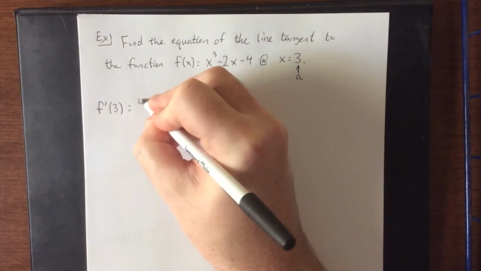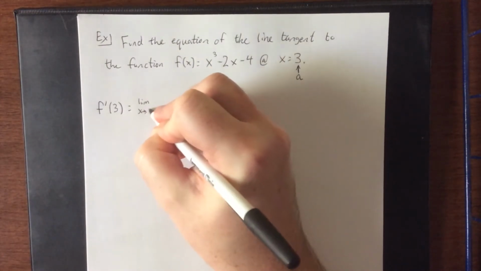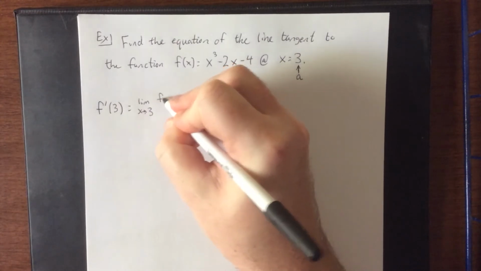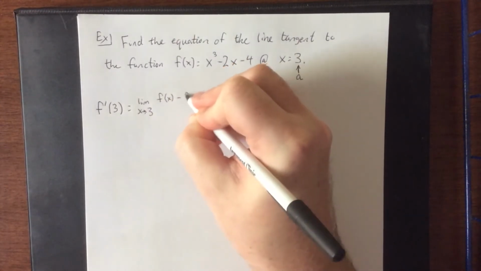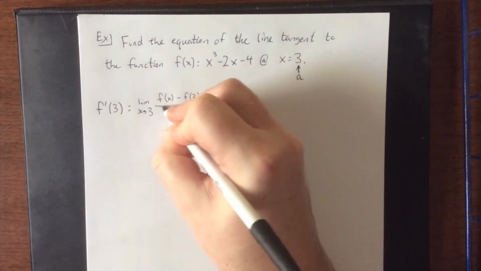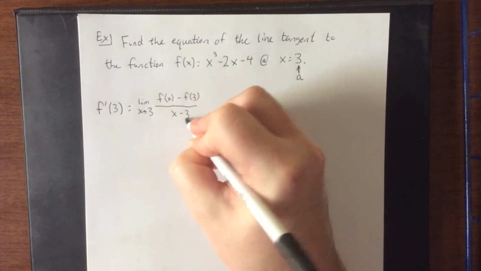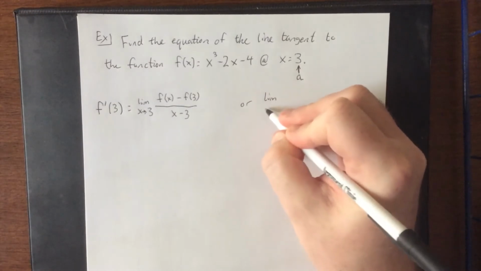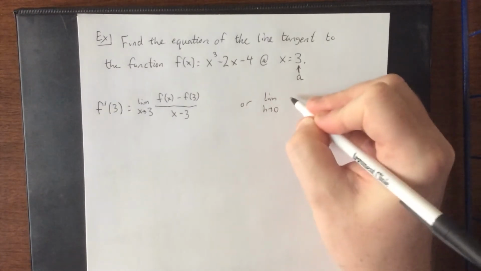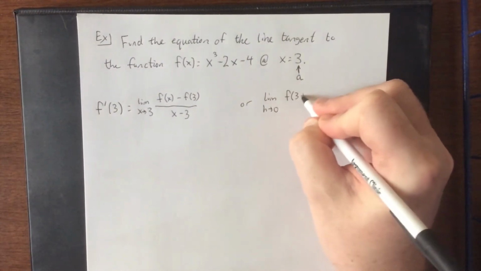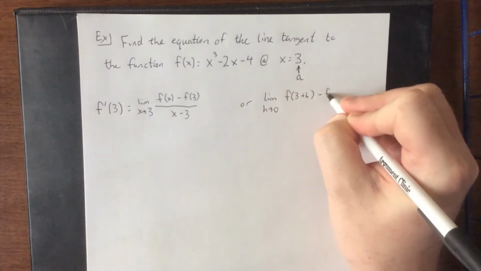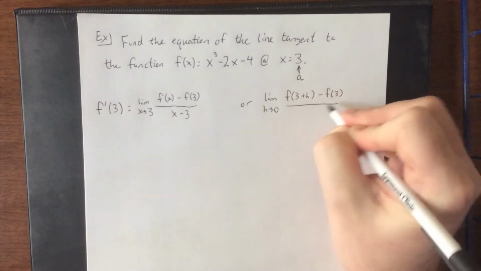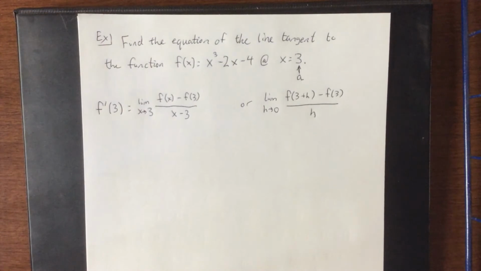So the two possibilities are we can take the limit as x approaches 3 of f of x minus f of 3 over x minus 3. Or we can set up the limit as h approaches 0 of f of 3 plus h minus f of 3 all over h. What I'm going to do is set up both of these expressions, and then we'll evaluate both.